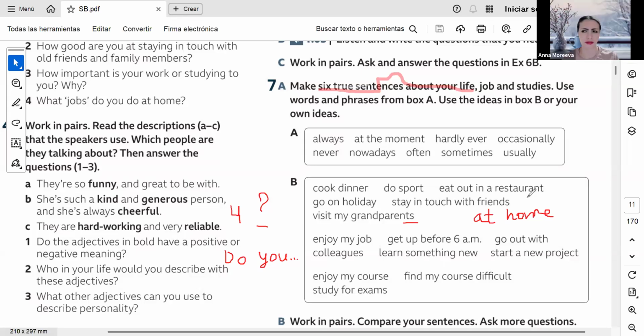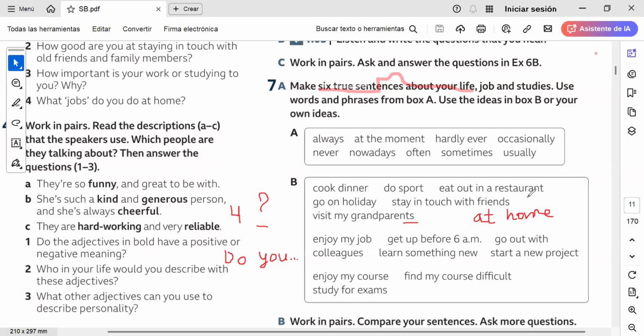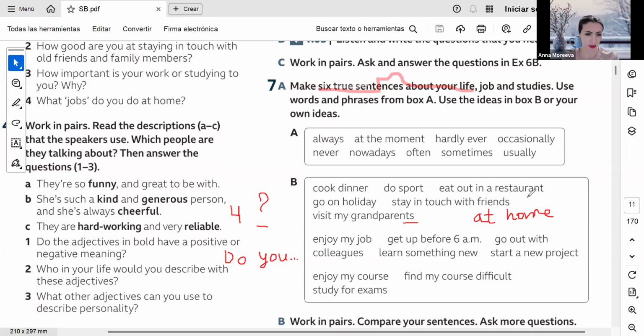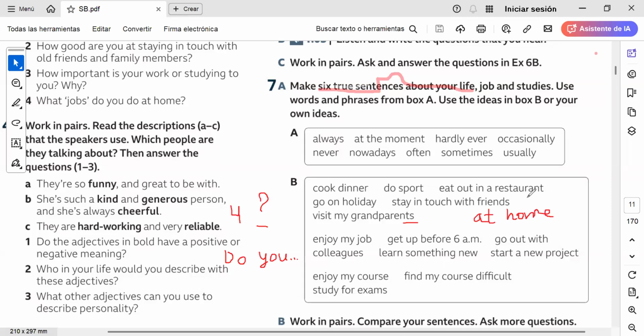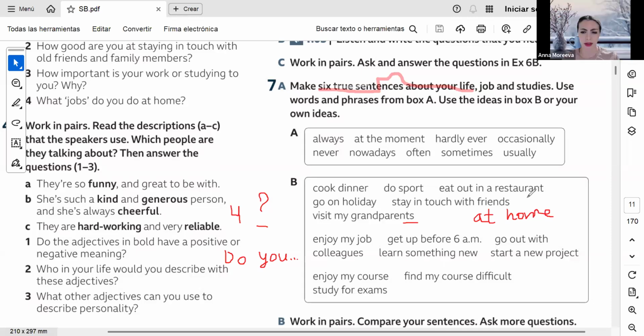Do you send them voice messages or text messages? Do you call them? Usually I send text messages. Thank you, Elizabeth. Do you find the English course difficult? A little bit, but it's okay. Thank you.